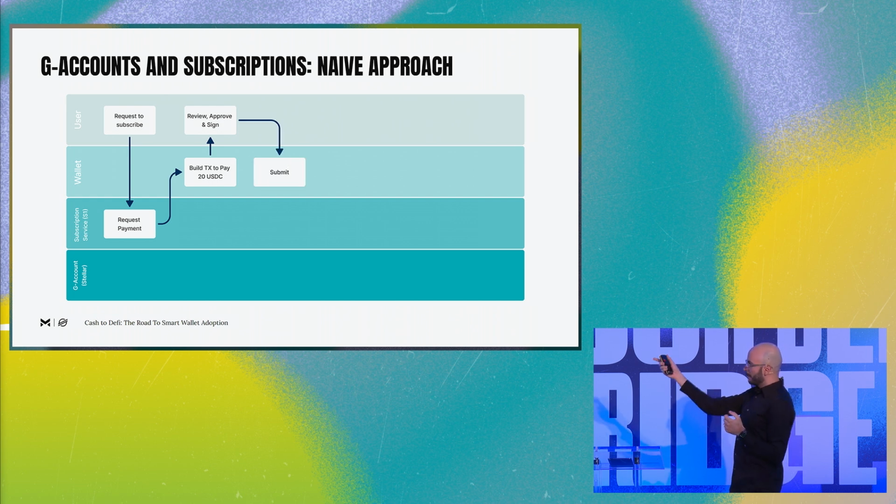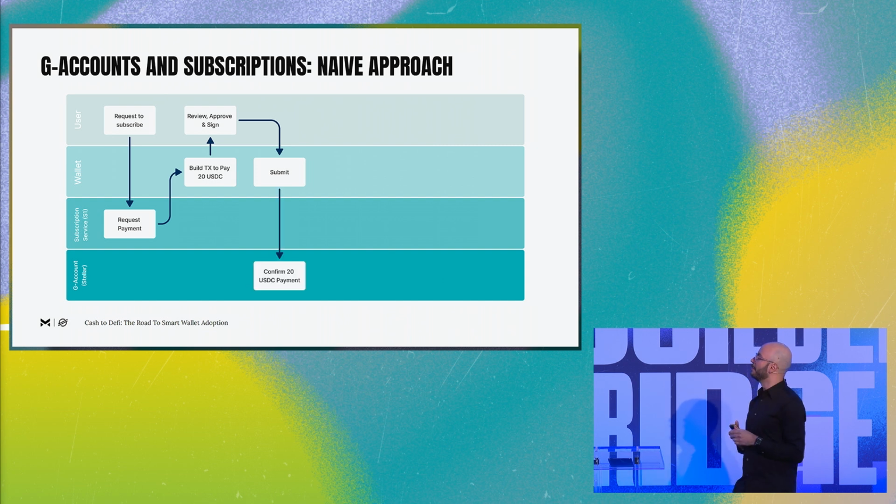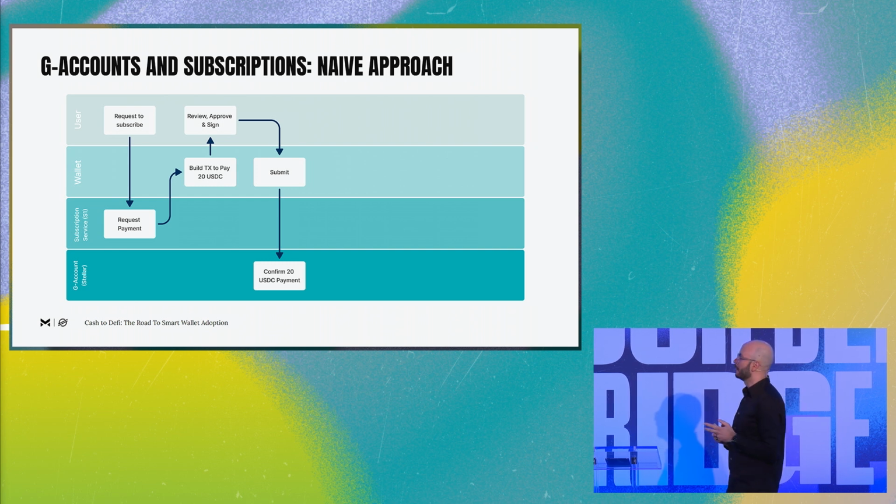The transaction is then submitted via the wallet to the Stellar network that confirms that payment. And once it's confirmed, success, right? Your subscription service has been paid. You're good to watch your movies on your streaming service.